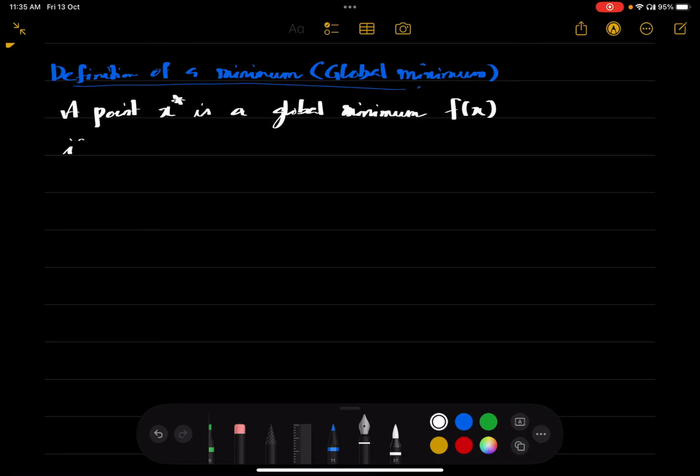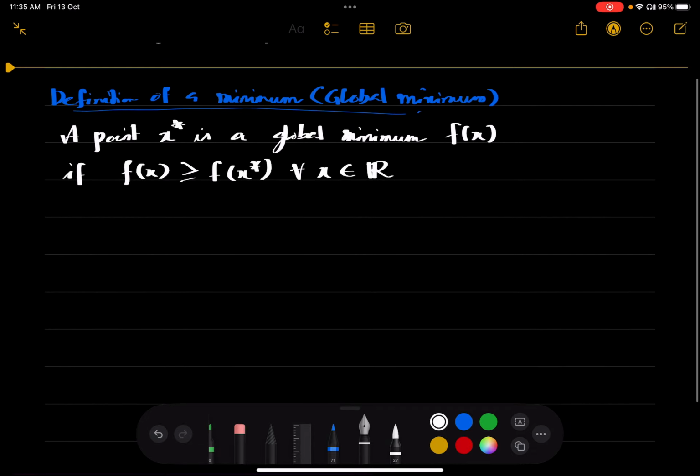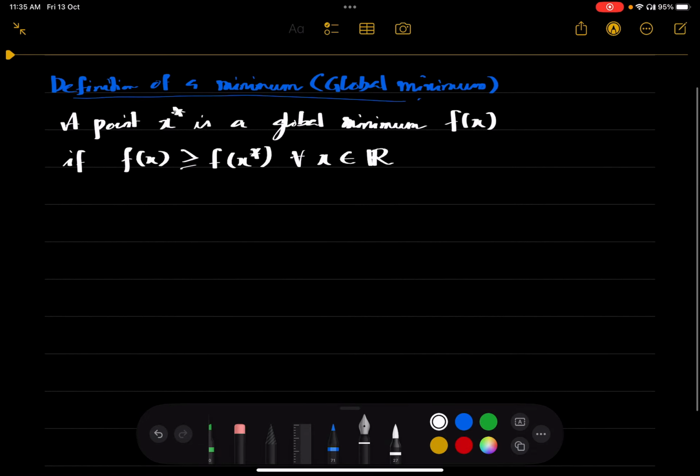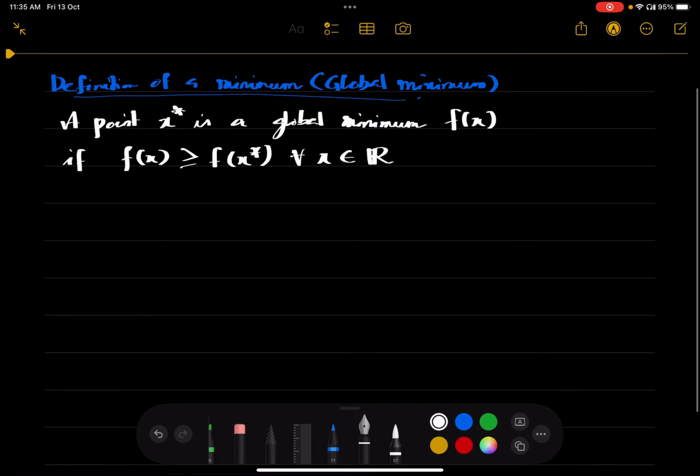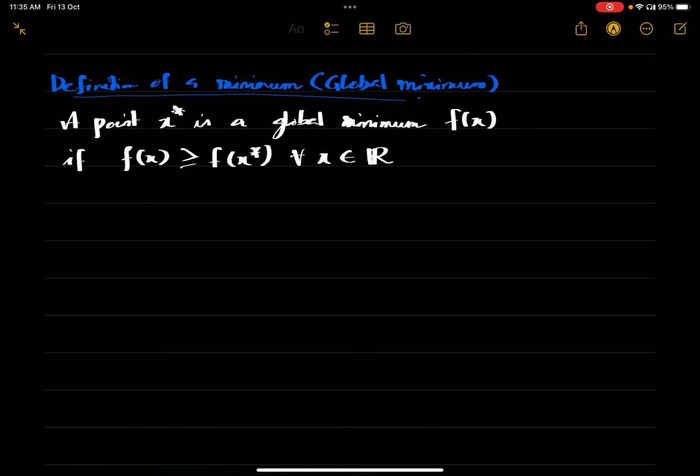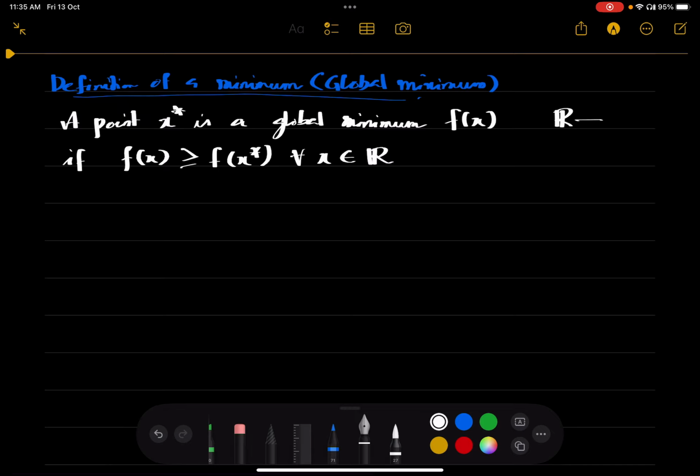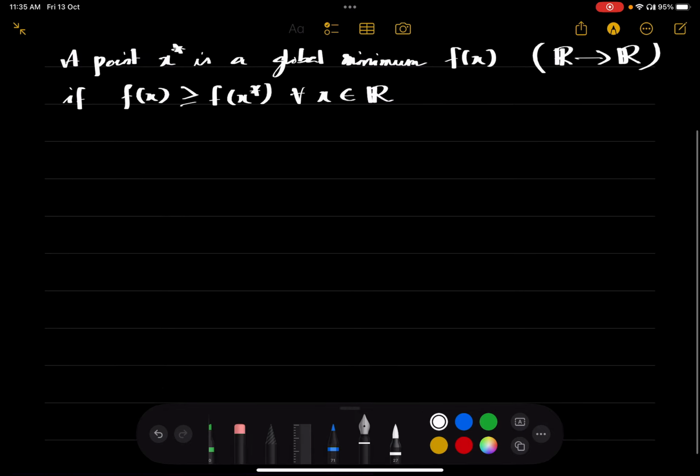If f of x is greater than or equal to f of x star for all x in the domain of the function f of x, or all x belonging to the real line. Here we are assuming f of x is a function from R to R. So what does this mean?